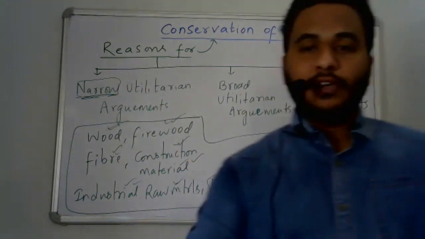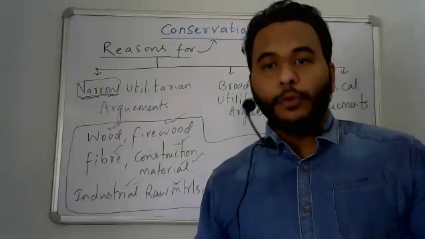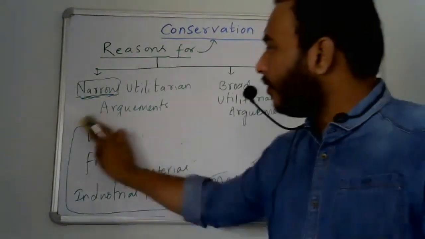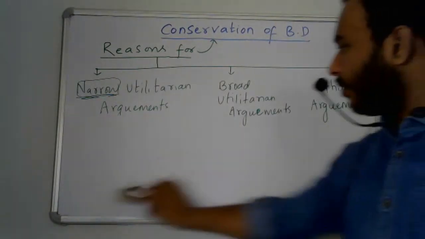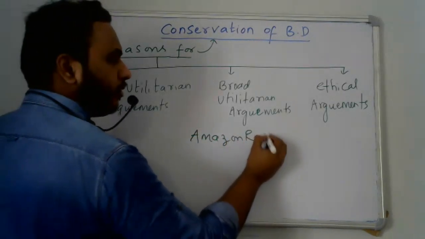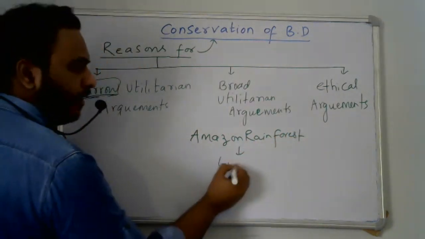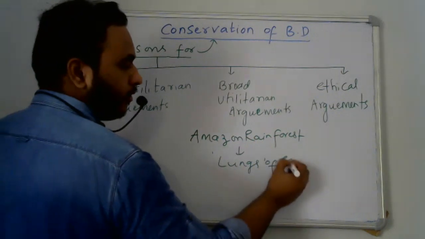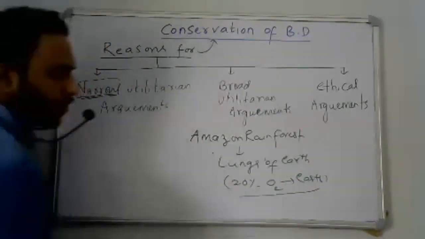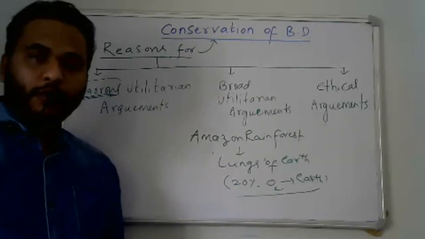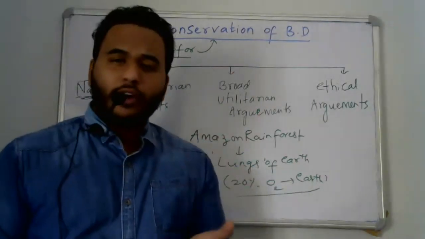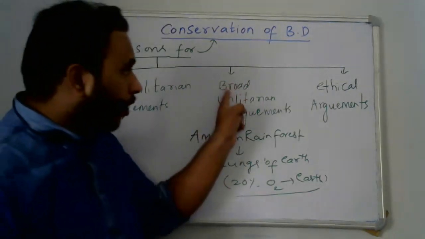Coming to broad utilitarian arguments, like broad utilization, if we think beyond human beings, beyond human concerns, for the nature, that is broad utilitarian arguments. Amazon rainforest, one example we are taking. Why is it called the lungs of earth? Because it gives 20% of the oxygen to the earth. So that's why the Amazon rainforest is called the lungs of the earth. And this is broad thinking, not narrow thinking.